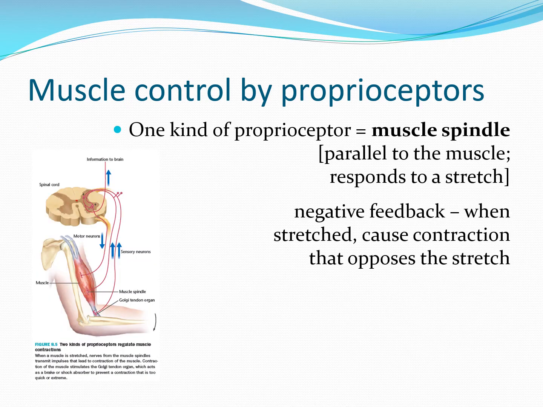And I'm going to talk about a couple of different kinds of proprioceptors. One is the muscle spindle, which is running parallel to the muscle, and it's going to sense or receive information about the stretch of a muscle, and it's going to send back negative feedback. So when stretched, it's going to cause a contraction that opposes that stretch.